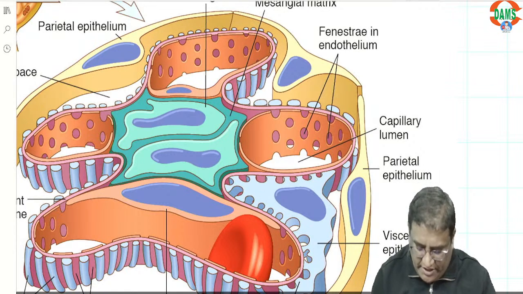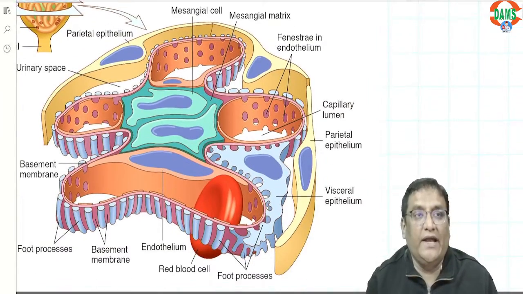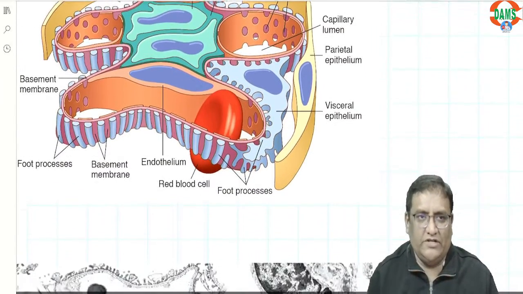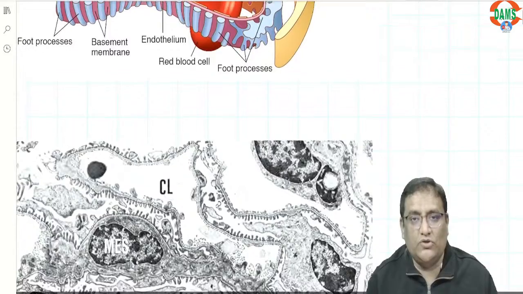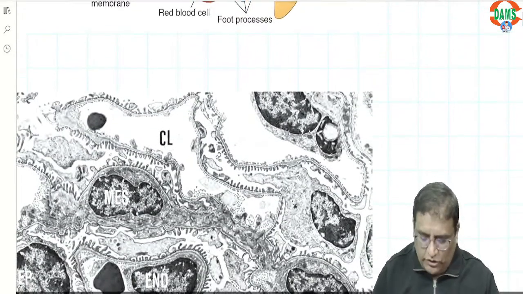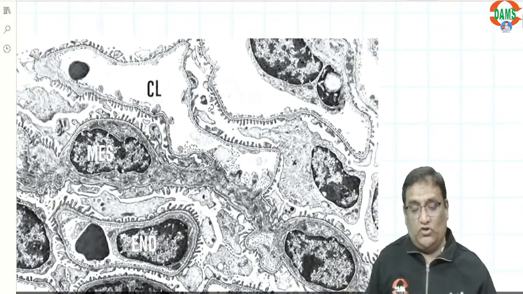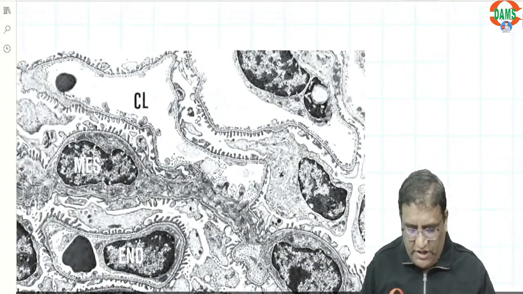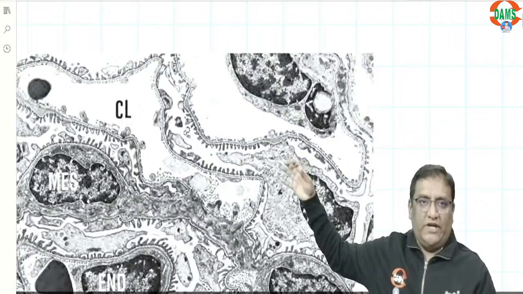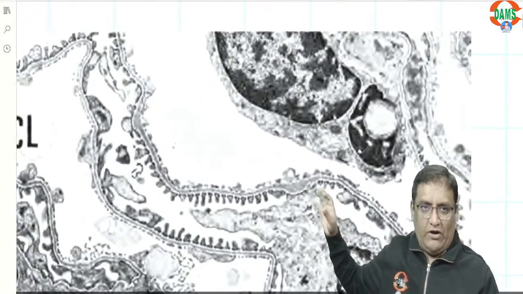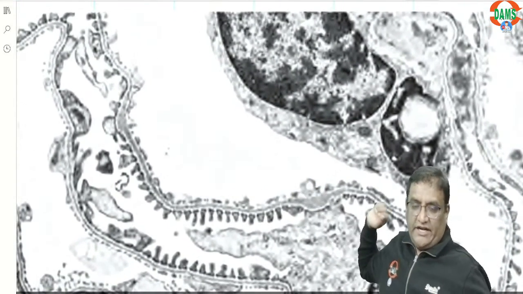So, two things. Now let me try to convert this into electron microscopy. Now let us look at the electron microscopic image as well. People get confused in electron microscopy, that is why I am showing you this. Let me see how many of you can correlate now. I am zooming it so that you can understand it very well.